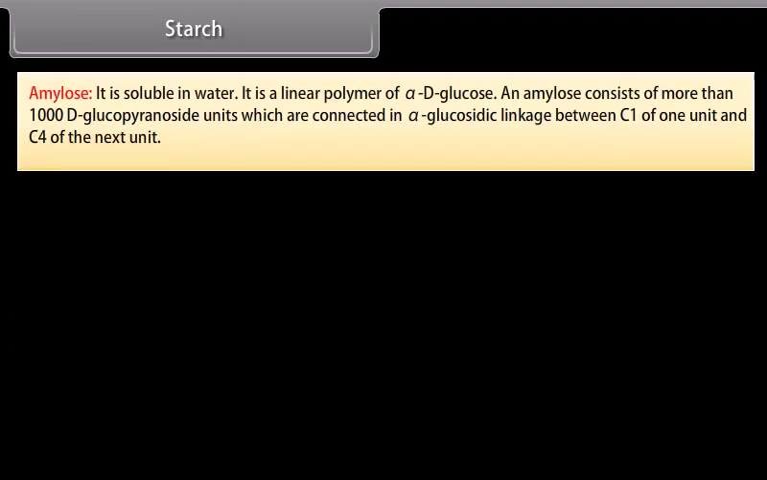Amylose is soluble in water. It is a linear polymer of alpha-D-glucose. Amylose consists of more than 1000 D-glucopyranoside units, which are connected in alpha-glucosidic linkage between C1 of one unit and C4 of the next unit.